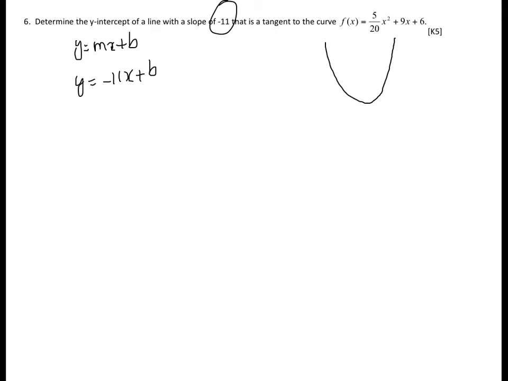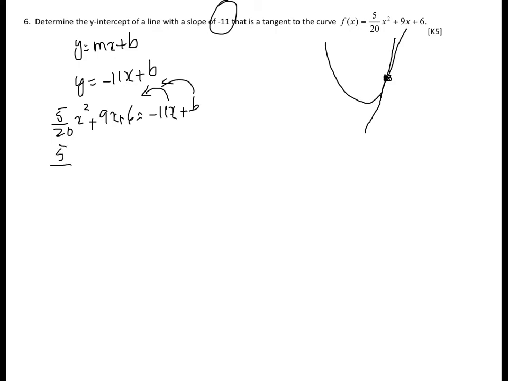Now the slope is negative 11, so this means that the line is going to be something like this one, and this is one point of intersection. Now, to find the point of intersection, we are going to solve these two together, so I'm going to say 5 over 20 x squared plus 9x plus 6 is negative 11x plus b. I'm going to move these two to the left.